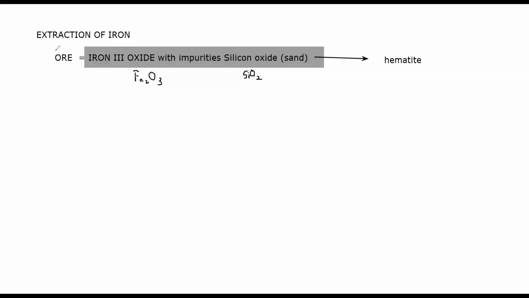Extraction of iron. So how do we extract the iron, or how do we separate the iron? The ore of the iron is iron oxide, which contains impurity silicon oxide or sand, and we call this hematite. This is a common name used for this. So we use a blast furnace for this extraction. So what happens in a blast furnace?